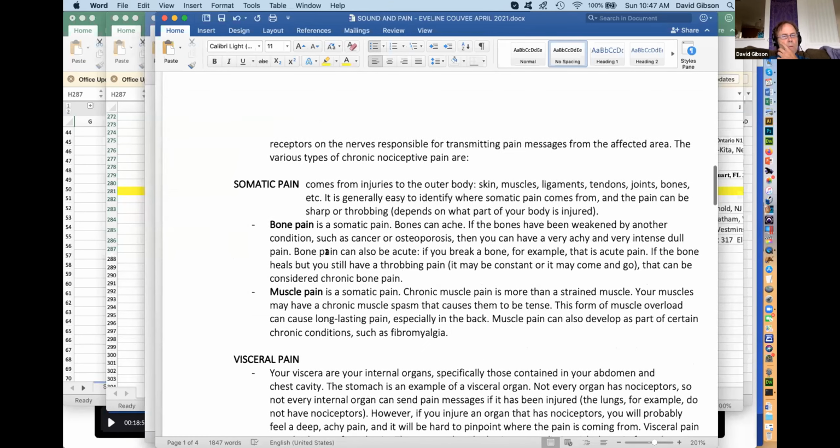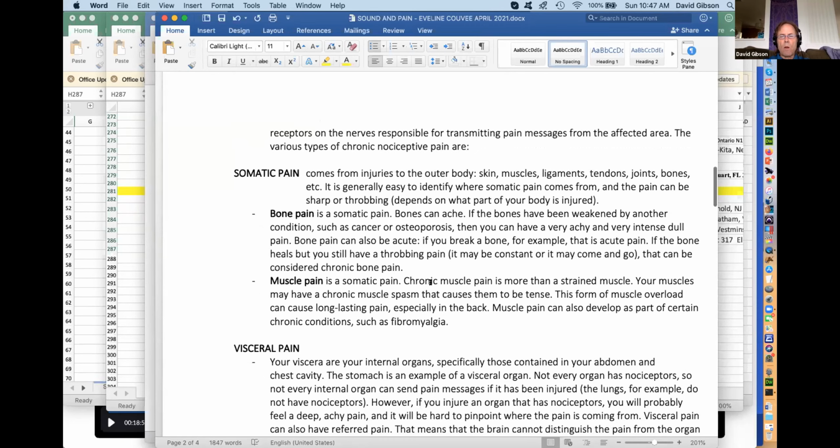There's somatic pain, which comes from injuries to the outer body: skin, muscles, ligaments, tendons, bones. Bone is somatic pain. They can ache. Muscle pain is somatic. Chronic muscle pain is more than a strained muscle.